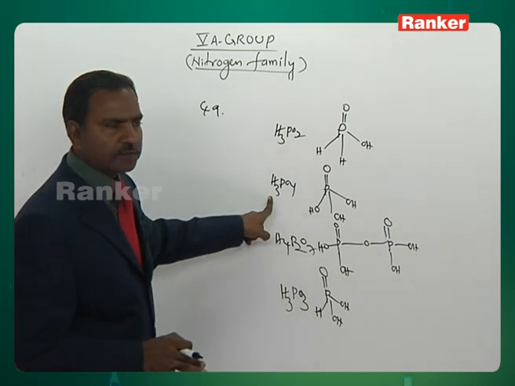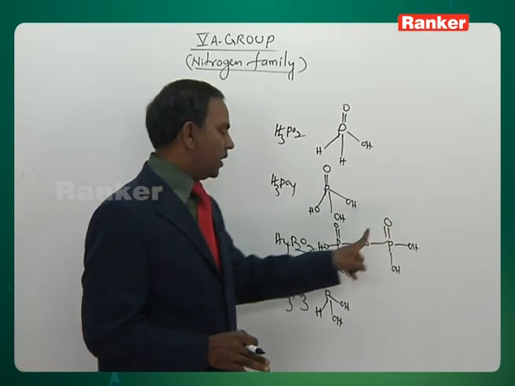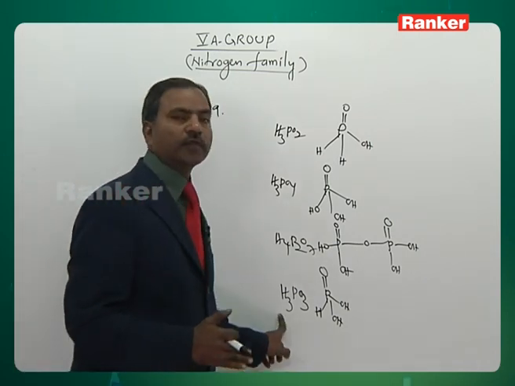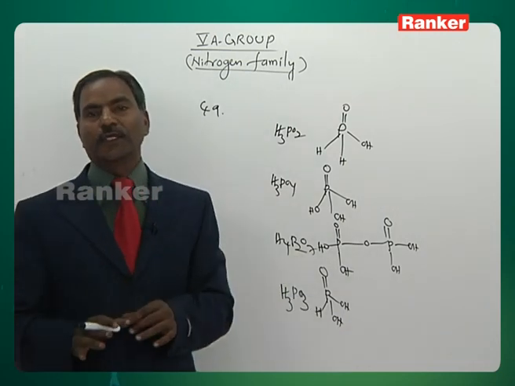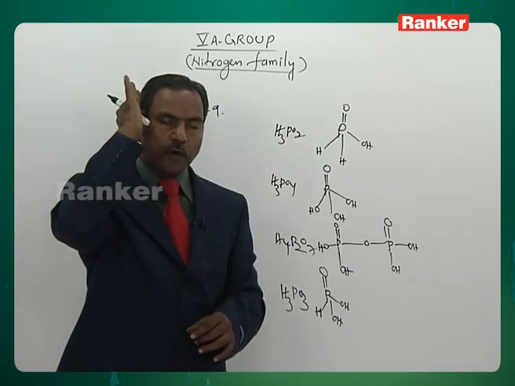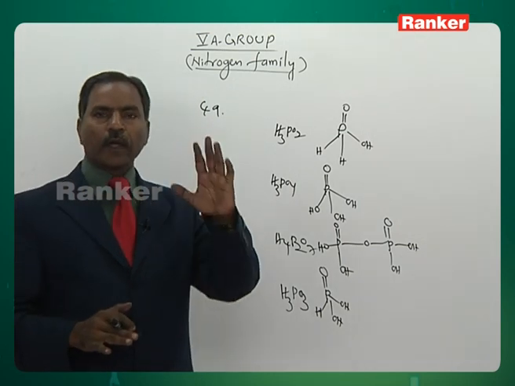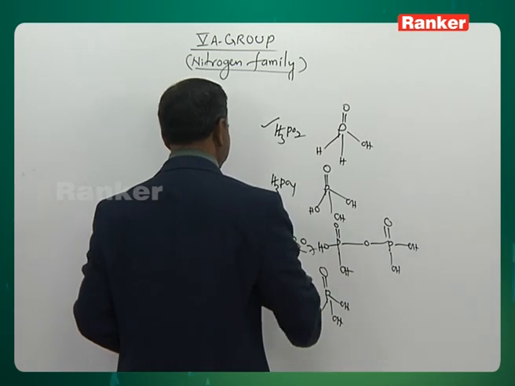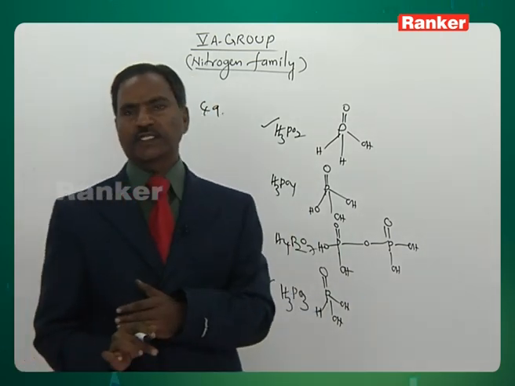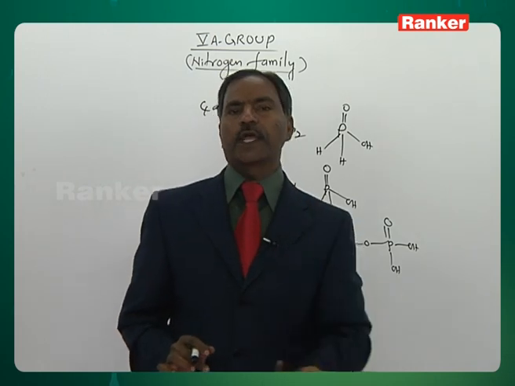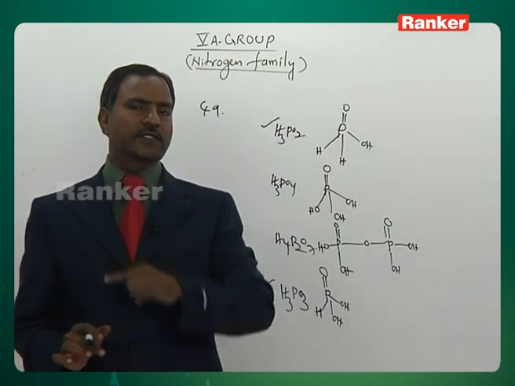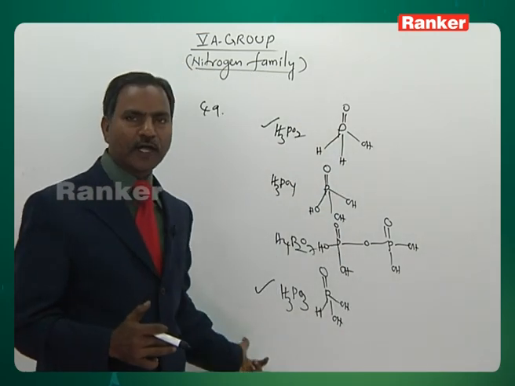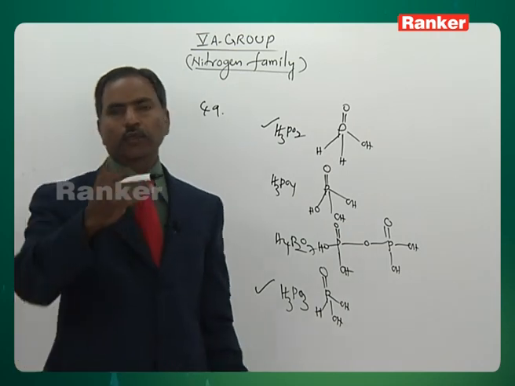H3PO4: 3 hydrogen atoms, yes, 3 OH groups are there. Here, H4, 4 hydrogen atoms, 4 OH groups are there. In this, 3 hydrogen atoms, but it is also not carrying 3 OH groups. Therefore, in the case of phosphorus oxy acids, hypophosphorus acid and phosphorus acid, you have to remember the structures. Hypophosphorus acid, even though carrying 3 hydrogen atoms, is only monobasic. And phosphorus acid, even though carrying 3 hydrogen atoms, is only dibasic. These 2 have to be remembered.